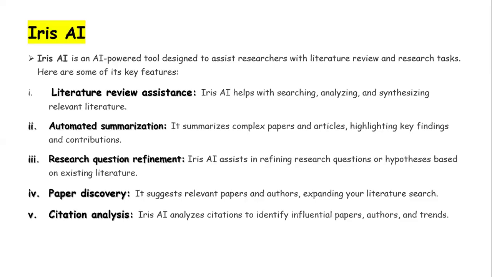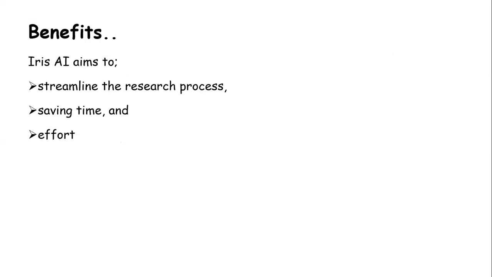Then Iris AI. Iris AI is also an AI-powered tool designed to assist researchers with literature review and research tasks. Here are some of its key features. You can say it can act as a literature review assistant. Automated summarizations would be provided. Research question refinements it can do for you. Paper discovery and citation analysis. It basically aims to streamline the research process, saving time and effort.